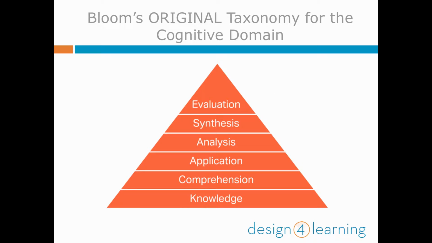It had 6 levels, with the knowledge level at the bottom of the pyramid and evaluation at the top. Each level of the pyramid increased in complexity and yet provided the foundation for the level above. It proved to be very useful in developing a way to assess learning with consistency across educational institutions.